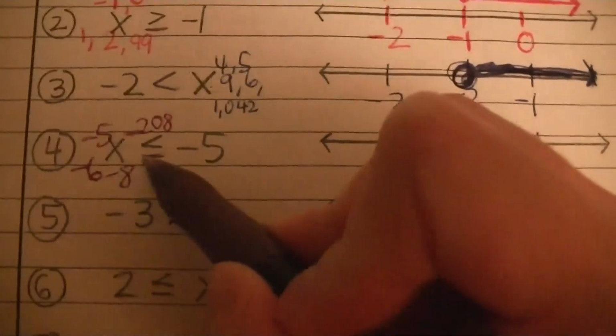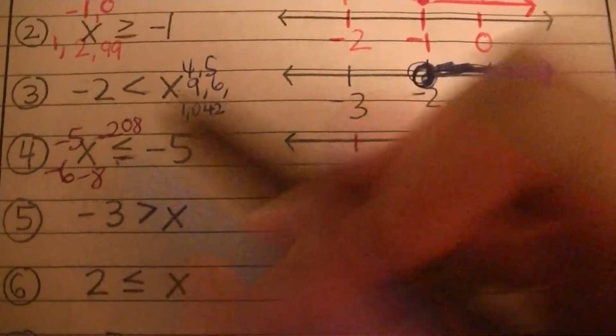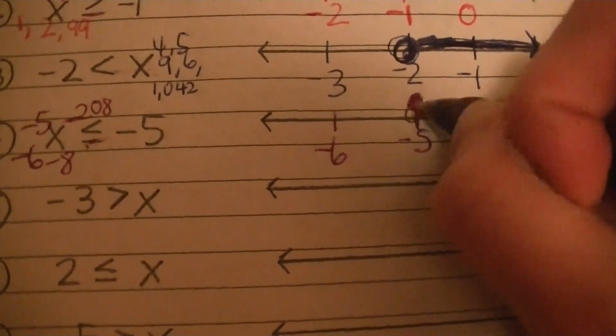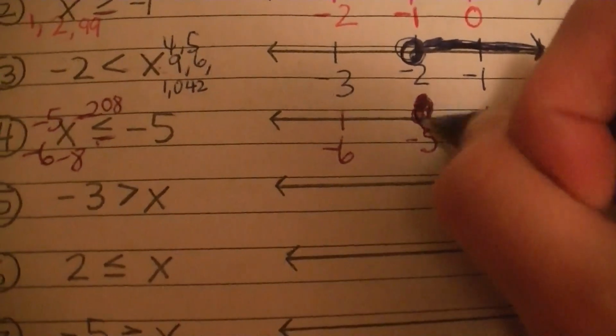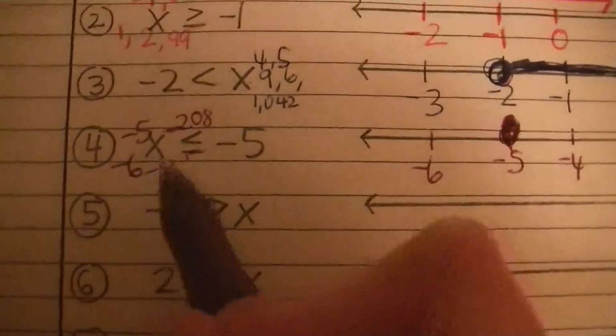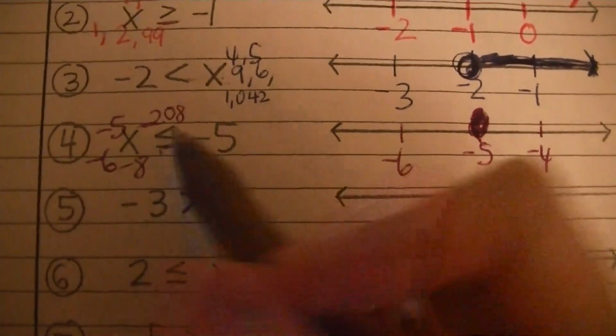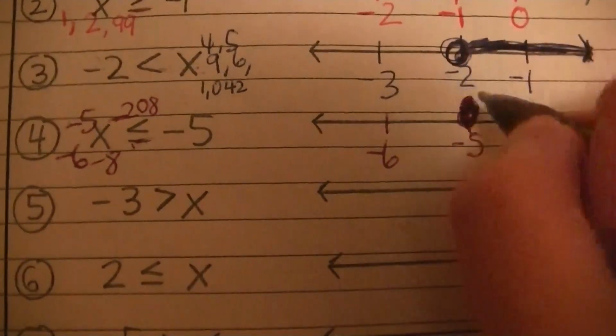All right, it's going to be inclusive because we include it because it's got that little half an equal sign there. So I'm going to close the circle. I'm going to do it right there. Close the circle. And let's see, where's negative 5? Oh, negative 5's on there, so that's why it's closed. Negative 6, negative 8, negative 208. That's all to the left.